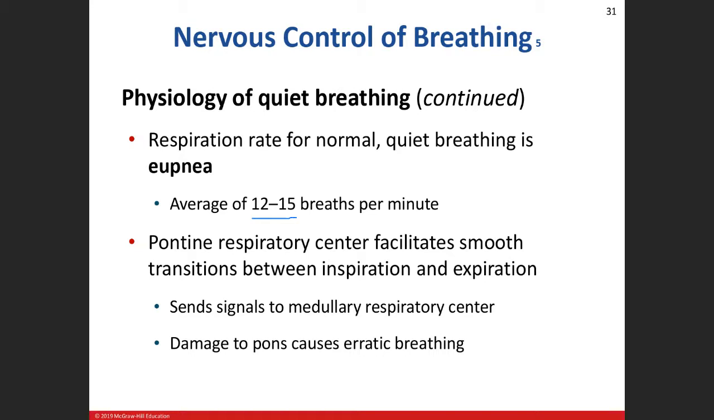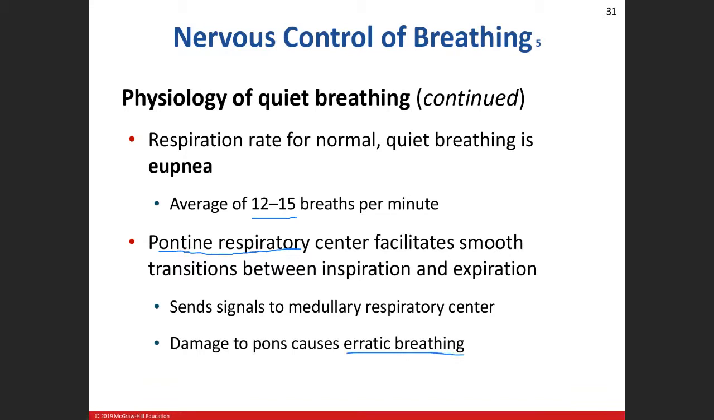It's 12 to 15 breaths per minute. Now, while this is going on in the medulla oblongata, the pons is also going to be playing a role, because the pontine respiratory center's job is to maintain that smooth transition between taking a breath in and the breath out. What it'll do is send information to the medullary respiratory center, and it helps with that smooth transition, so it prevents erratic breathing.